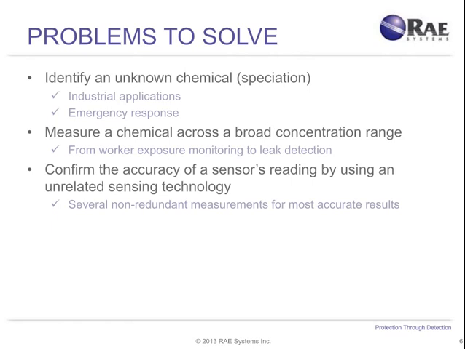Now we're going to look at how sensor fusion can help you confirm the reading obtained by a particular sensing technology with another technology, which is independent, which uses a different detection principle. And we'll see how it all can be achieved in a cost-effective and easy-to-use fashion.